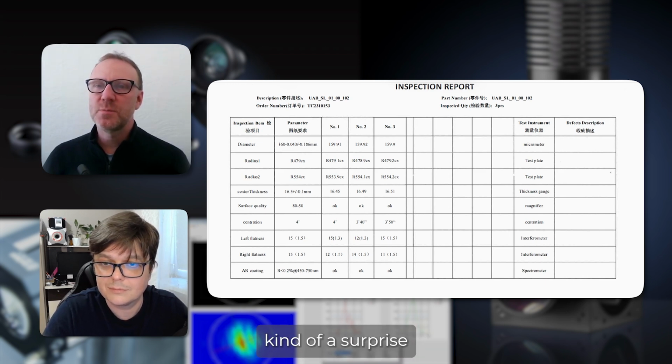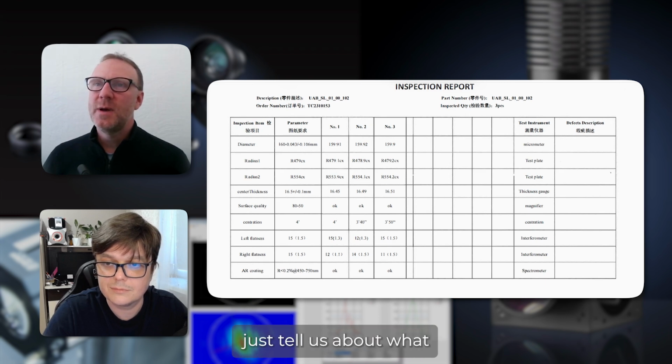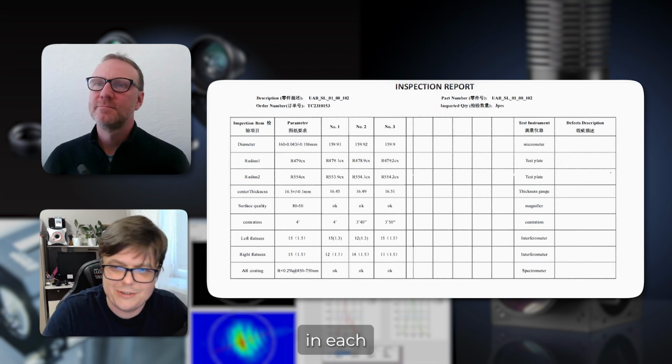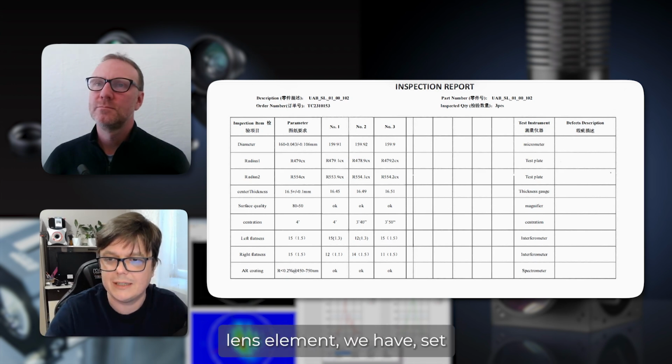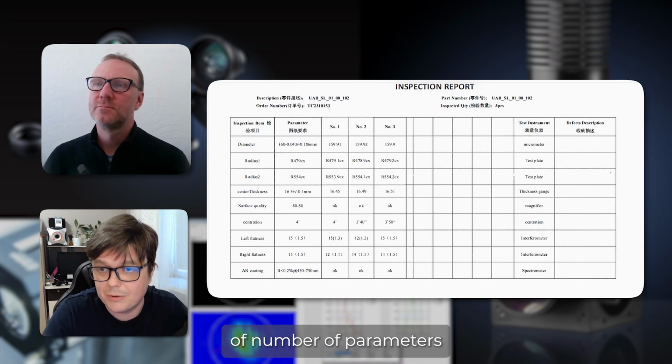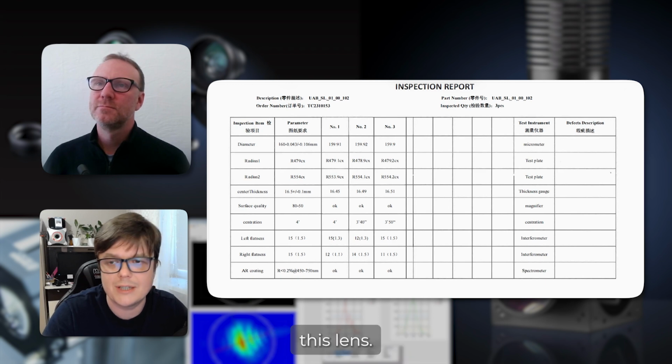And then we have kind of a surprise at the end of the discussion, because after you got this report, you noticed a problem, but we'll get to that later. So for now, Sergey, maybe you could just tell us about what each of these parameters mean and why they're important. In each lens element, we have some number of parameters that fully describe this lens.